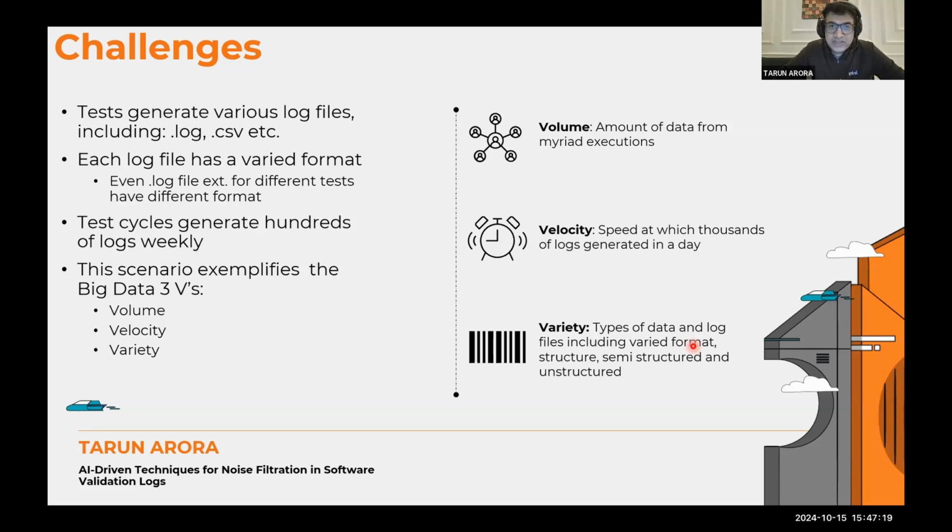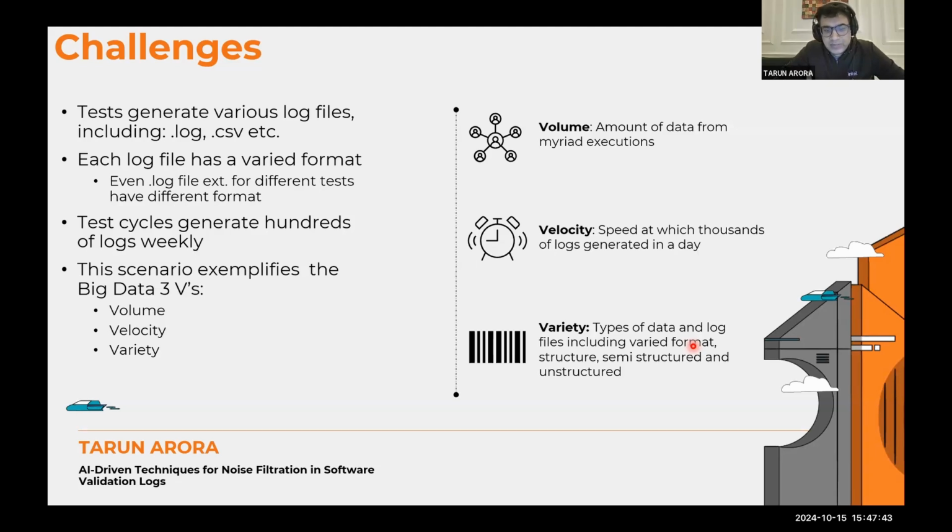Velocity: this is a velocity problem because of the involvement of various tests working in parallel across different test cases, different software and ingredients, right? You are generating logs on a very frequent basis. Let's say every hour you are probably generating thousands of logs.